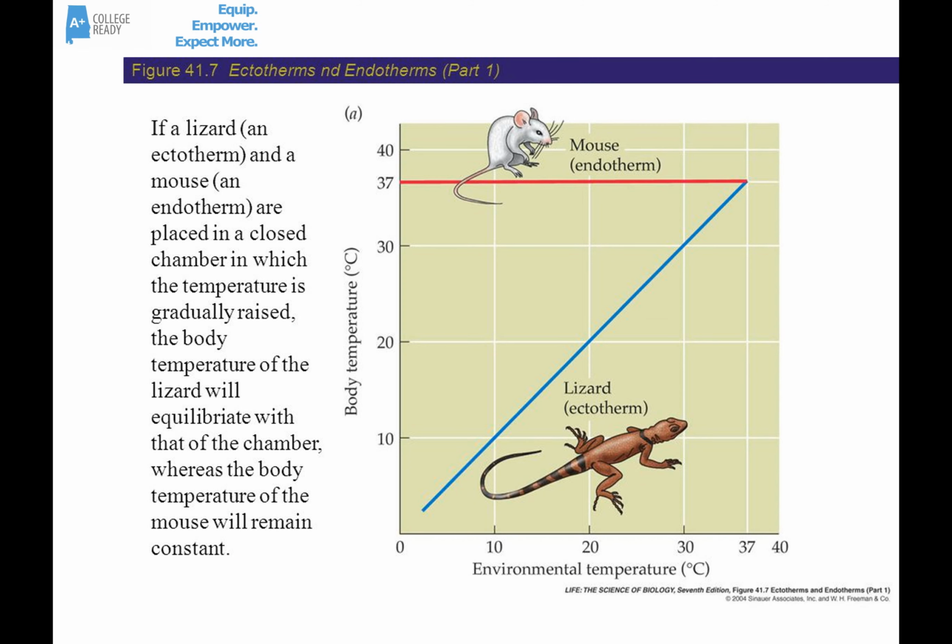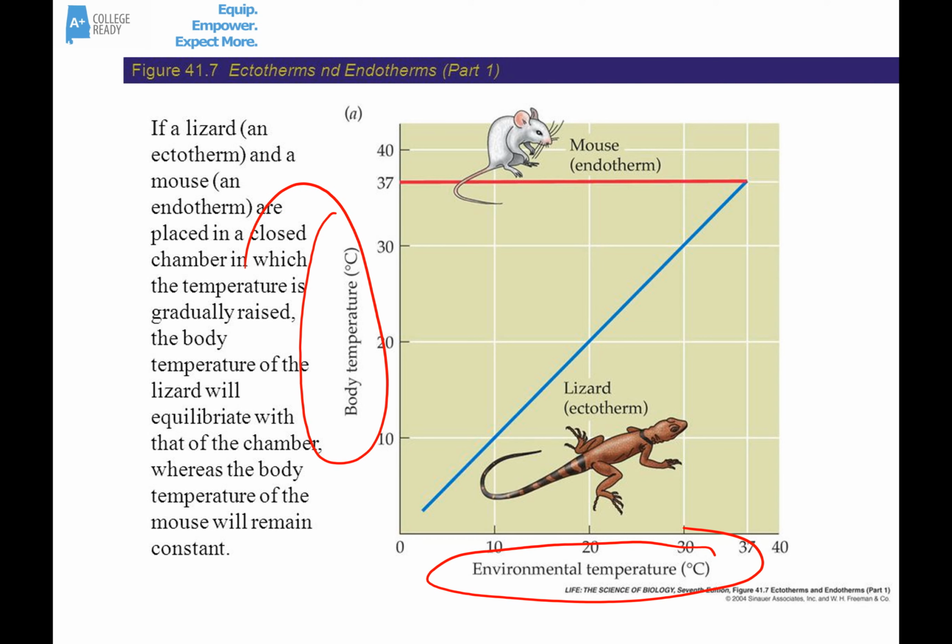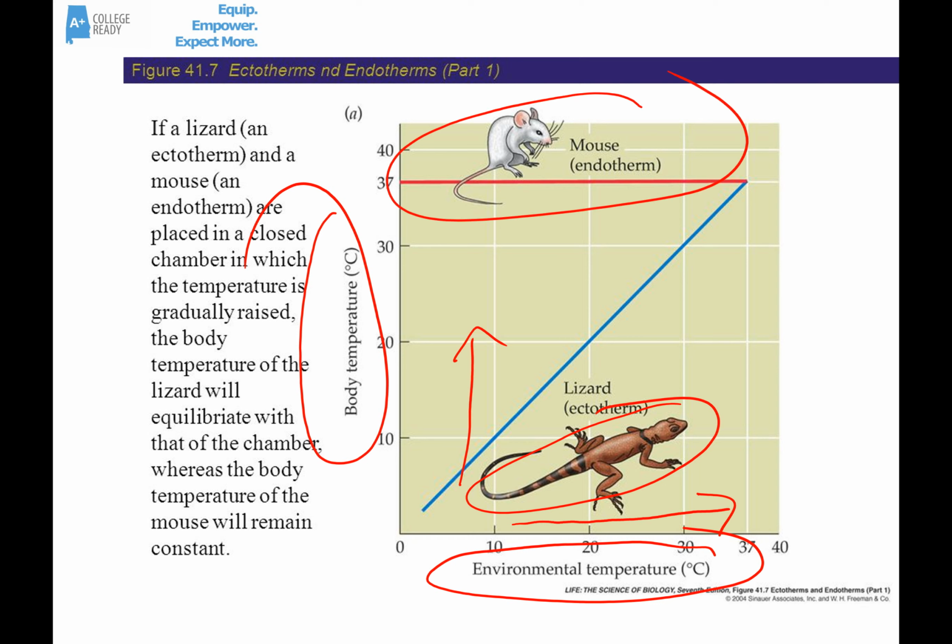So here we see a graph that compares external temperature to internal body temperature. And as we noted on a slide a couple of minutes ago, with an ectotherm like a lizard, as external temperature increases, internal temperature increases. But notice with an endotherm like a mouse or a human, as external temperature increases, internal temperature remains the same. That's why endotherms are called thermoregulators. We keep our body temperature constant.